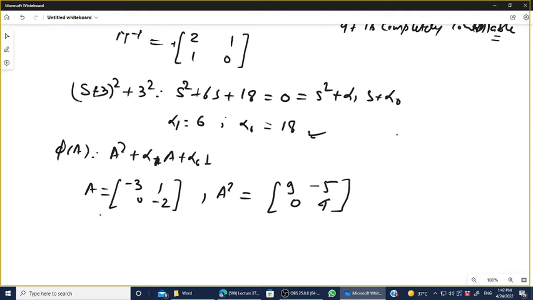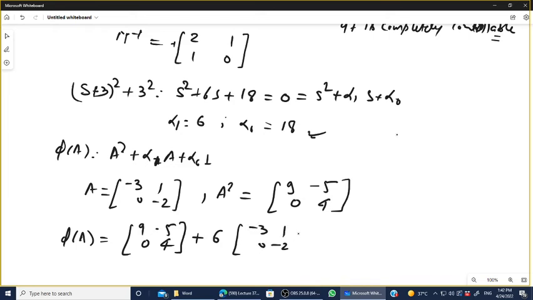Put this value in order to calculate phi A. So [9 minus 5; 0 4] plus alpha 1, which is 6, times A, which is [minus 3 1; 0 minus 2], and then alpha naught, which is 18, times I, which is [1 0; 0 1]. Based on this, you can calculate the value. So phi A will come as [9 1; 0 10].